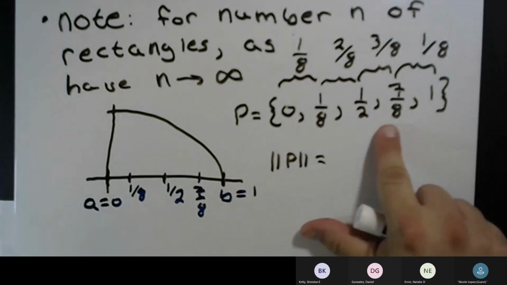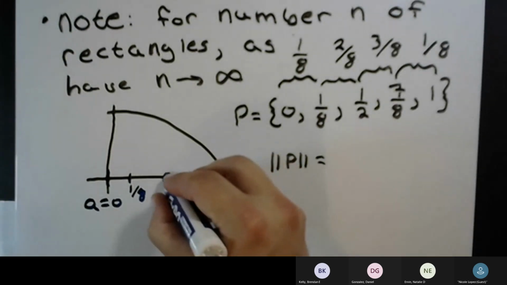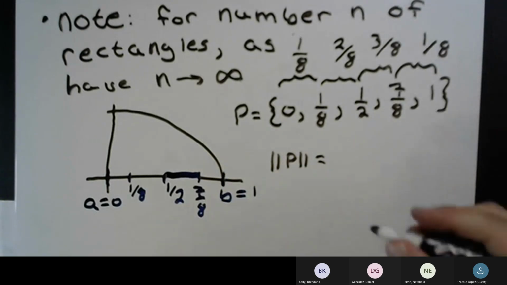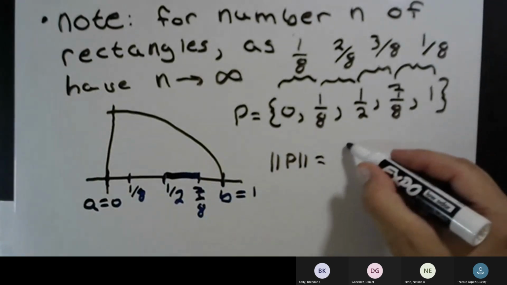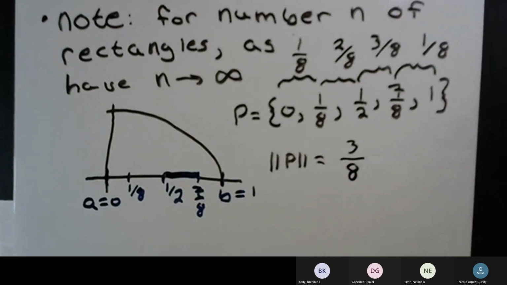So the width of the biggest subinterval is the one from 1/2 to 7/8. That means the measure of P here is going to be 3/8. So that's this idea with partitions.